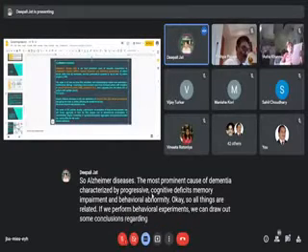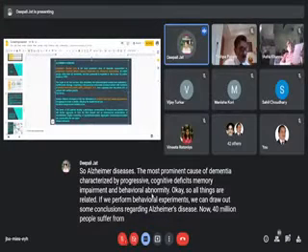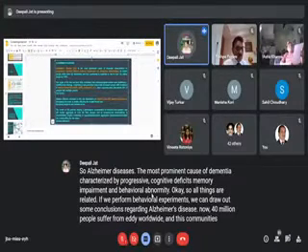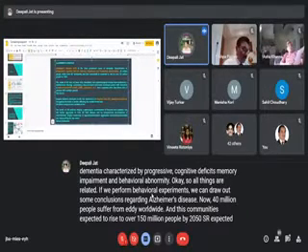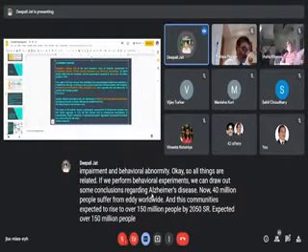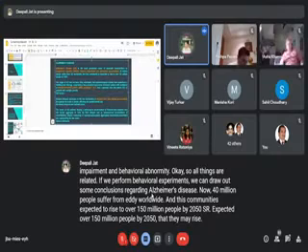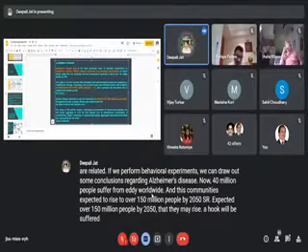Now, 40 million people suffer from AD worldwide, and this community is expected to rise to over 150 million people by 2050. It is expected that over 150 million people may suffer from Alzheimer's disease by 2050. So this is a very prevalent disease.